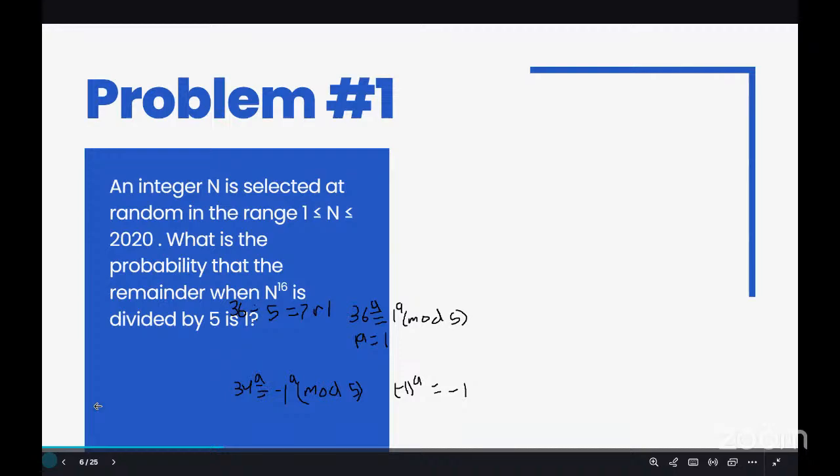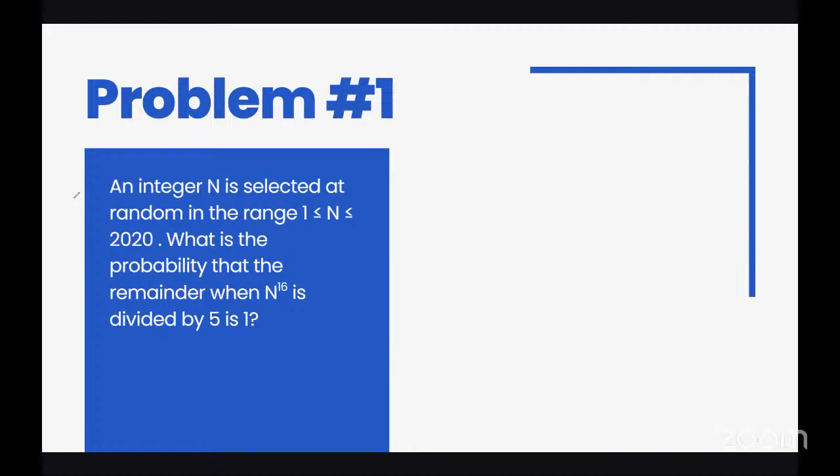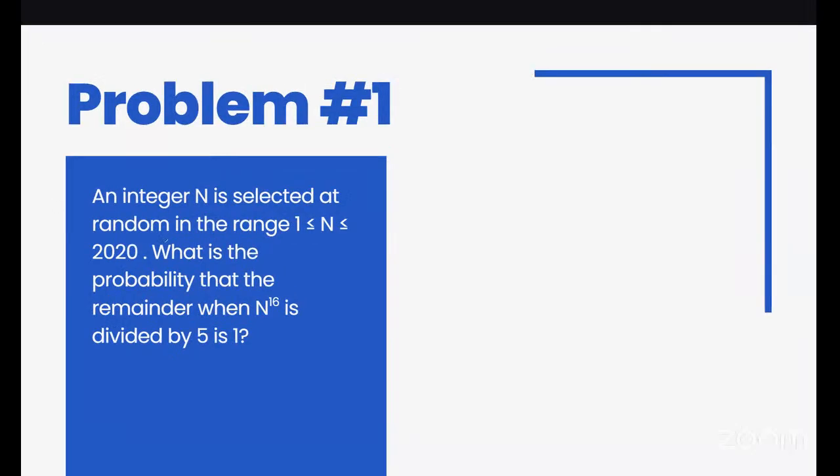Okay, so this says an integer n is selected at random in the range 1 is less than or equal to n is less than or equal to 2020. What is the probability that the remainder when n to the power 16 is divided by 5 is 1? That's basically asking when n to the power 16 is divided by 5, how likely is it that the remainder will be 1?